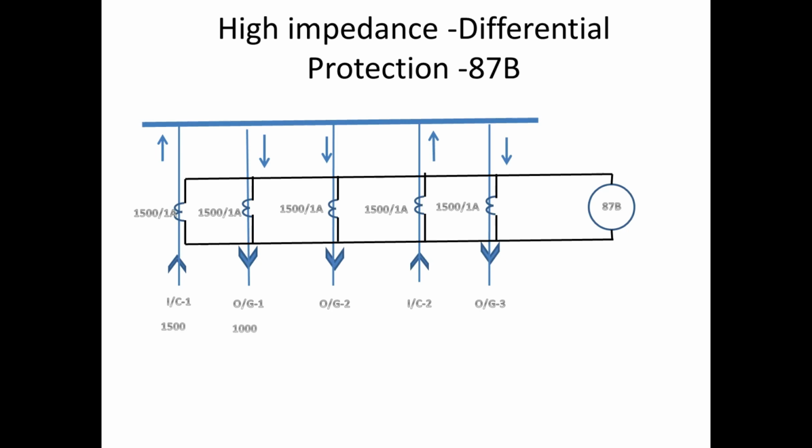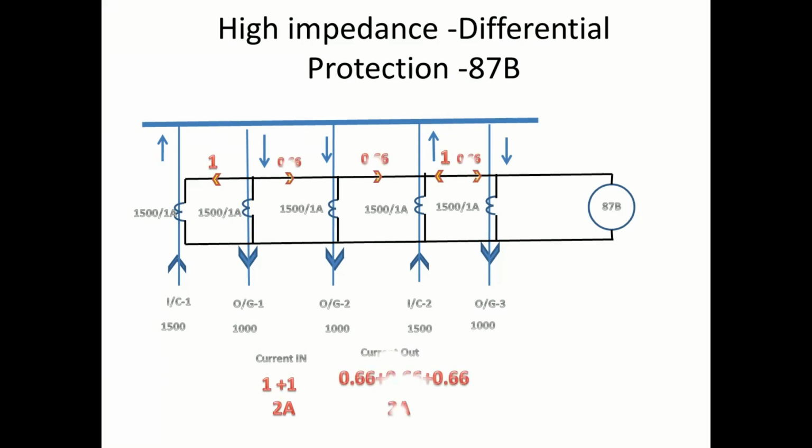Now we can check for full load condition. According to the primary current, the CT secondary produce current. Here the current in for two incomer produce 1 amp each, so the current in is 2 amps. Let me check it for current out. For 3 outgoing produce 0.66 amps each. When we sum all these three, we get current out is approximately 2 amps. So the differential current from current in and current out is 0.